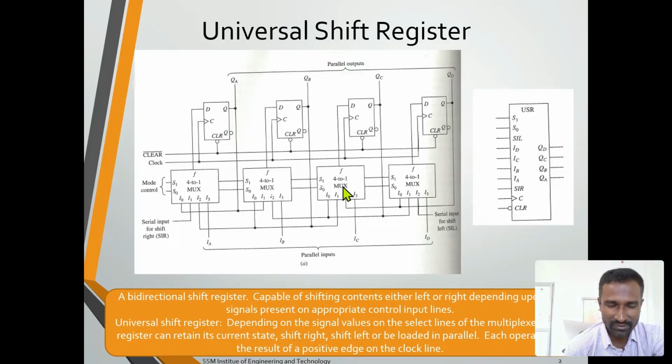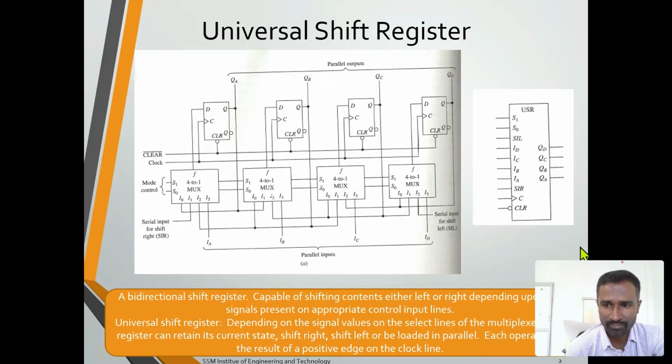Likewise, it is going. So of these four inputs, one is responsible for shift right, another one is for shift left, the third one is for parallel input, and the first pin is responsible for forwarding the output to the next multiplexer, and the output is fed to the input of the concerned flip flop. The whole circuit will act as a universal shift register, which we call universal because all the operations are performed in a single circuit.